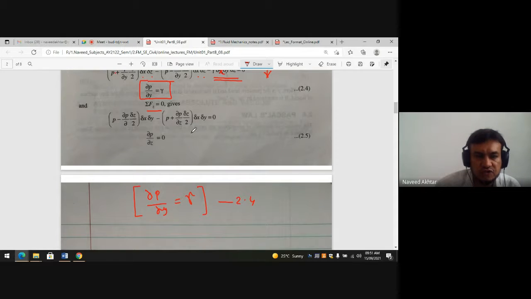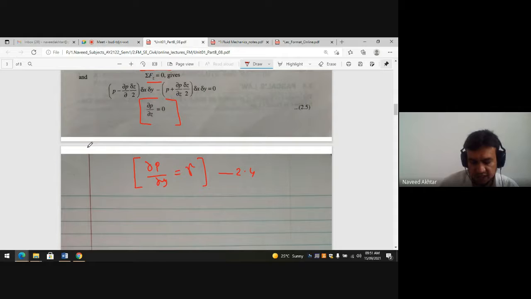So if you see the negative and positive z direction, (p minus dou p by dou z into delta z by 2) into delta x delta y minus (p plus dou p by dou z into delta z by 2) into delta x delta y is equal to 0. So you can see here, you will get dou p by dou z equal to 0.